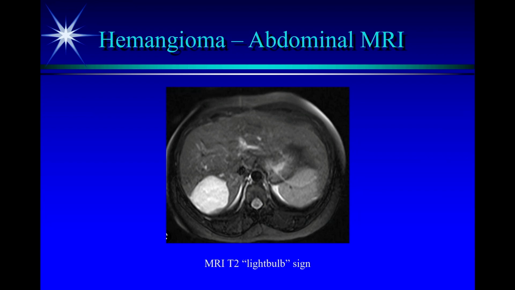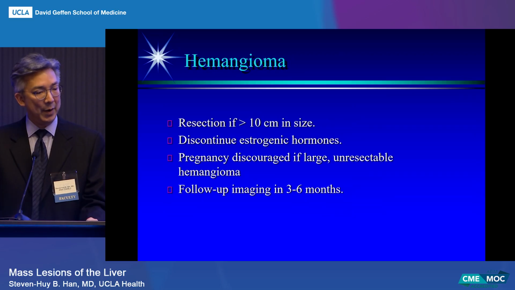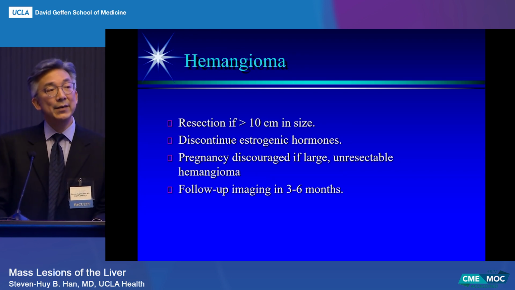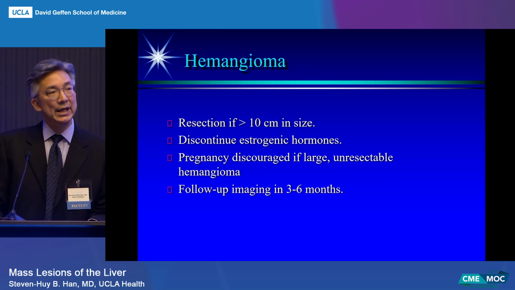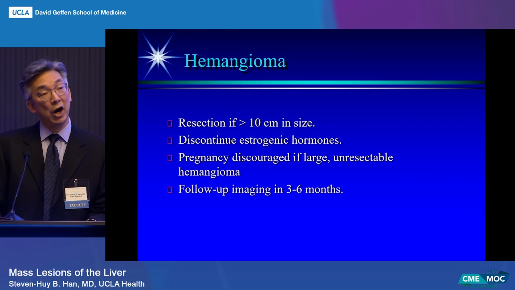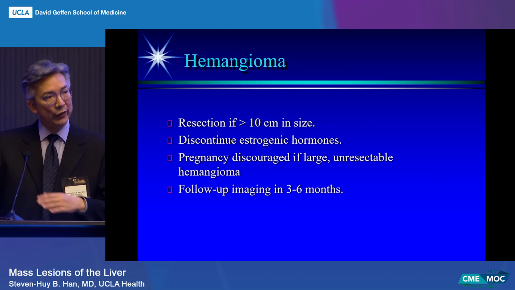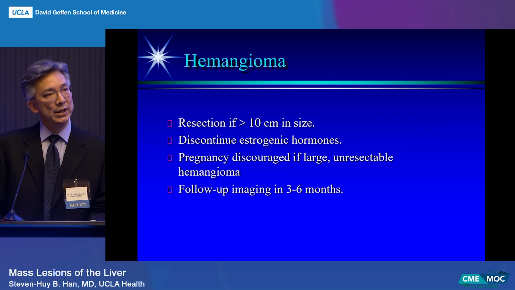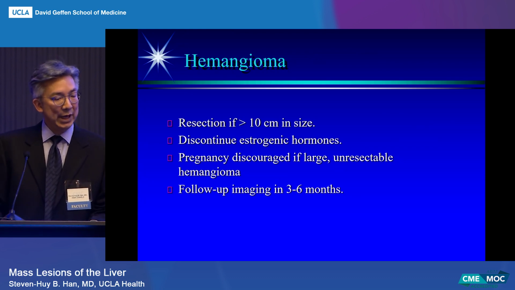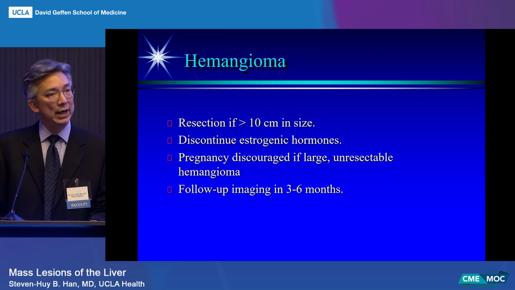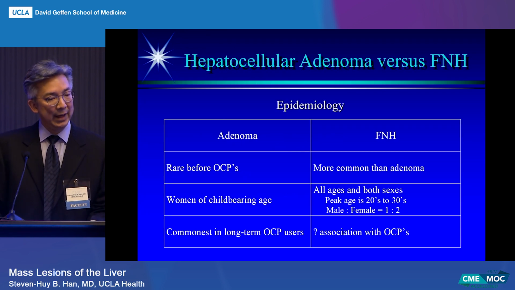But if you get the big light bulb sign, the big bright lesion on T2 weighted images on an MRI, then that's pretty diagnostic. So for me, if you're thinking hemangioma, order your MRI. Hemangiomas, for the most part, if they're asymptomatic, not much needs to be done, but of course you sometimes have those large hemangiomas, especially if they're peripheral in the liver. There's always a risk of potentially bleeding. So in those cases, you may want to send the patient for consideration of surgery.